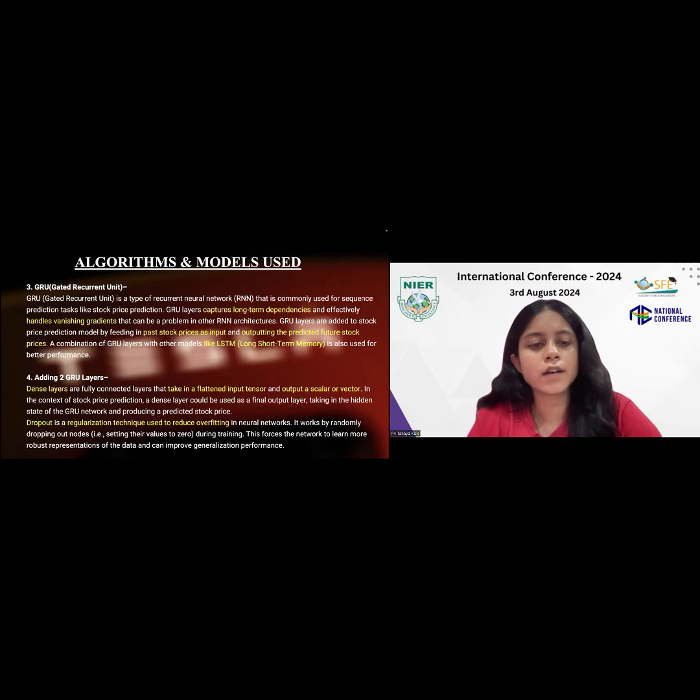It works on randomly dropping out nodes. Though there are no null values in the data set that I have, if there were any null values, it sets them to 0 during the training process. So this forces the network to learn more robust representations and improve the generalization performance of the network.